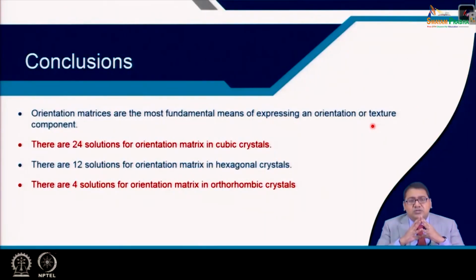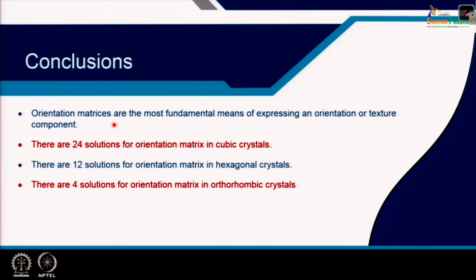So, the conclusions are that orientation matrices are the most fundamental means of expressing the orientation or the texture components, right, and these orientation matrices could be related to the Miller indices via the pole figure or the inverse pole figures, right. It could be related to the Euler angles via the Euler space and the orientation distribution functions, ODFs, and it could be related to the angle-axis pair through Rodrigues vectors or Rodrigues space, right.